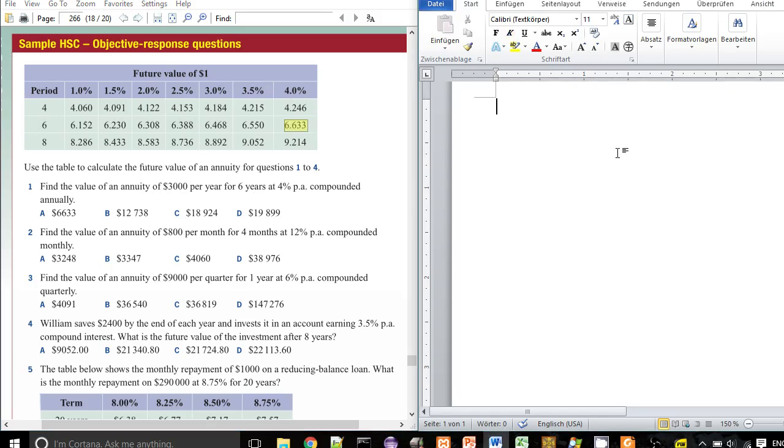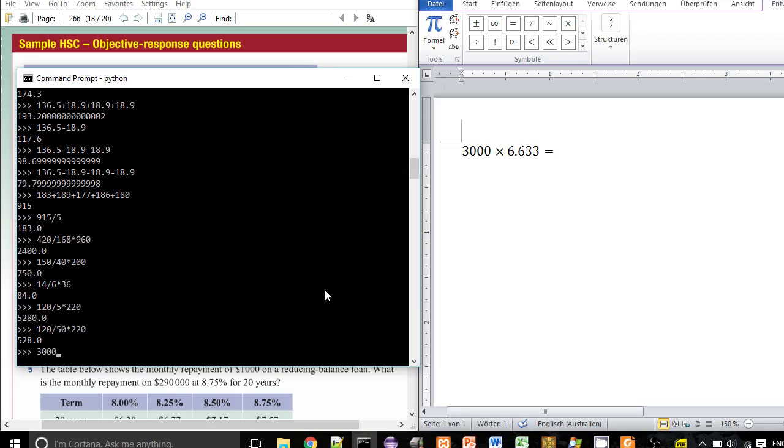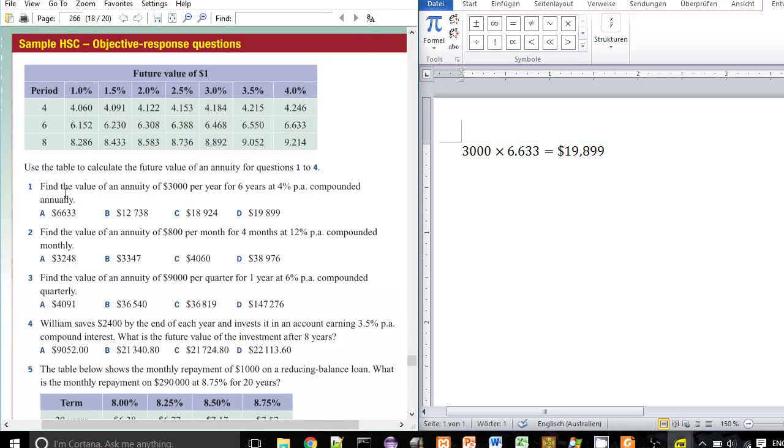So all you have to do is 3,000 times 6.633. This means if you have $1, you'll end up with this much. So whatever amount you have, times it by this number to figure out how much you end up with. 6.633, 19,899. Okay. Again, I want to encourage you to write the question down, pause it, take time to read it, figure out your own answer, but I got D.